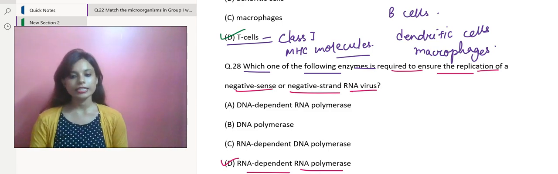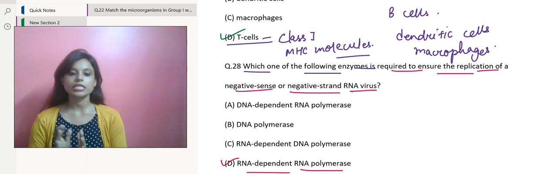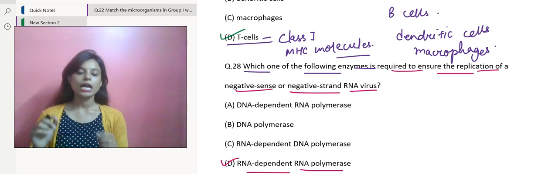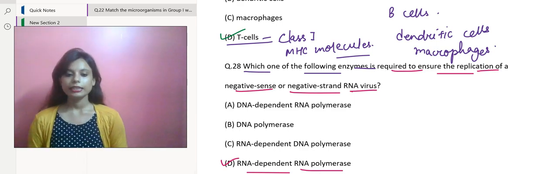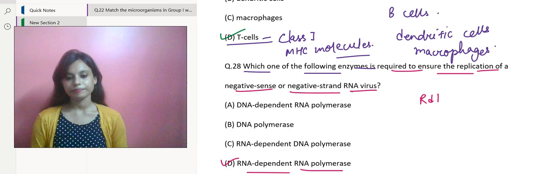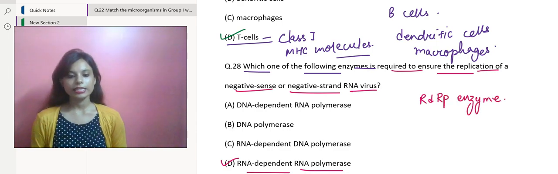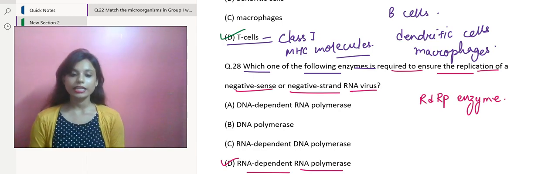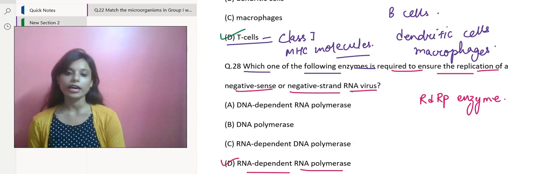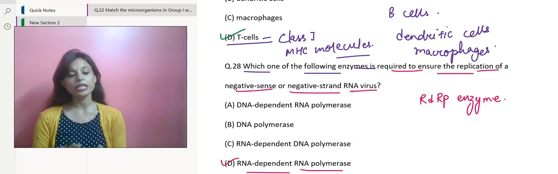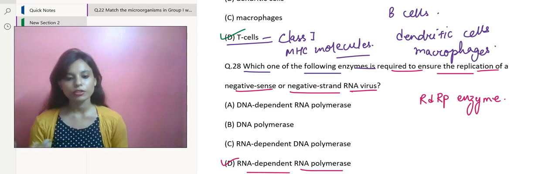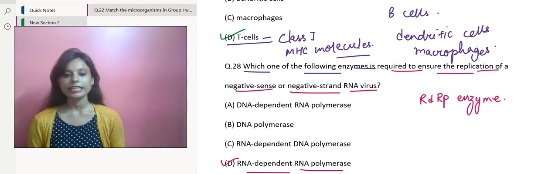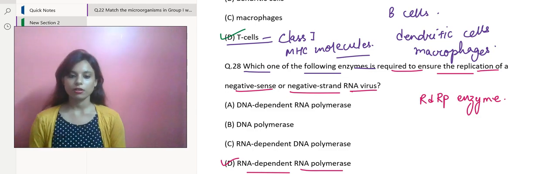In order to replicate the viral genome, these viruses encode their own RNA-dependent RNA polymerase, that is, we call that RDRP enzyme. This RDRP enzyme can use the negative sense RNA as a template to synthesize the new viral RNA strands that can then be used for the translation or for further replication. That is why I have chosen option D to be the correct answer.